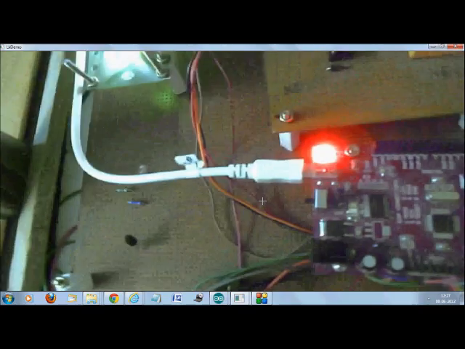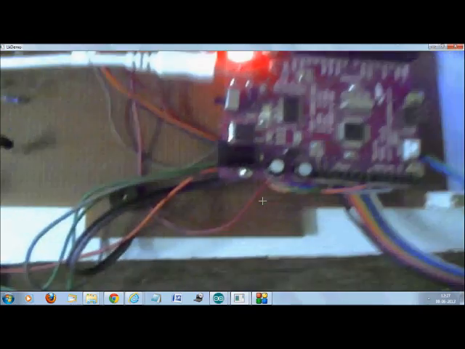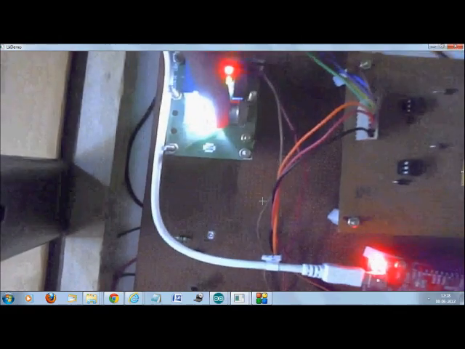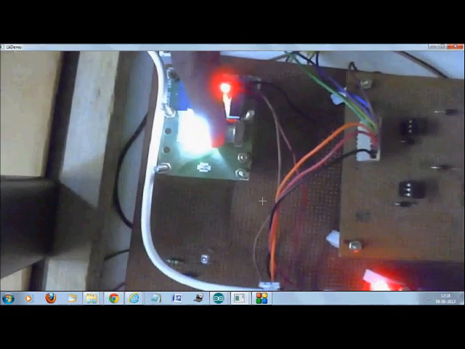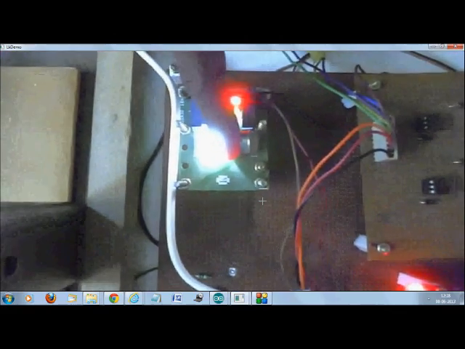Now this microcontroller is fed with three sensors. One is this sensor here, which is an LDR sensor, which senses the light. This sensor is an LM35, which senses the temperature value. And this is a heartbeat sensor, which works on the principle of a pulse oximeter.